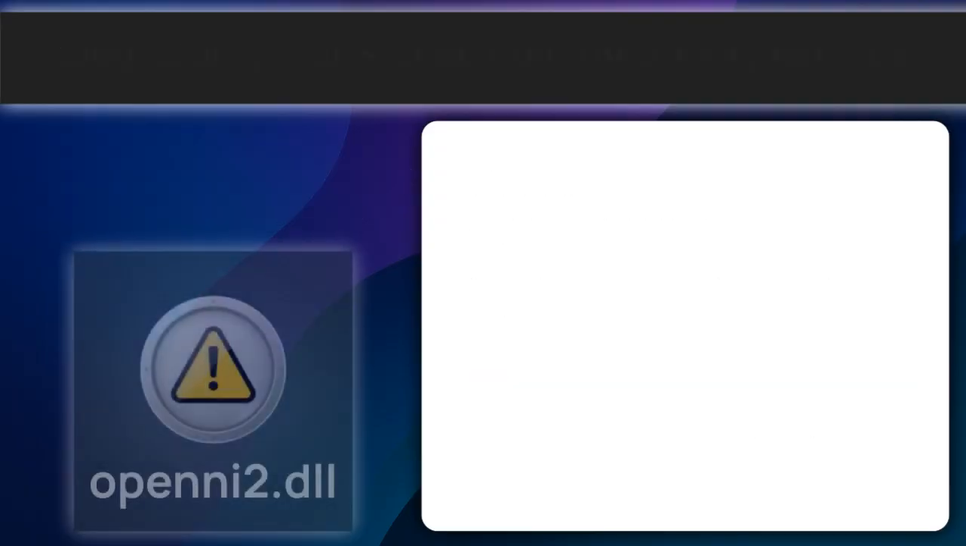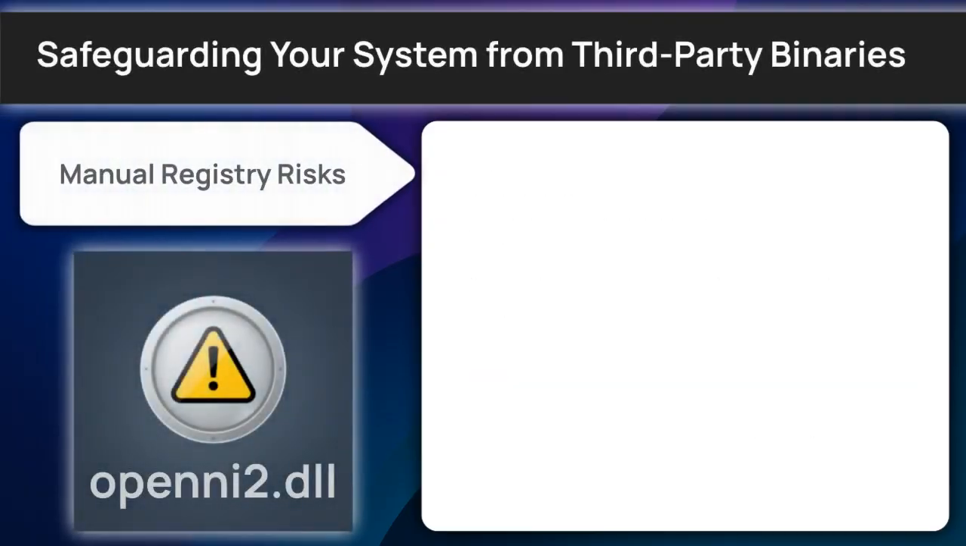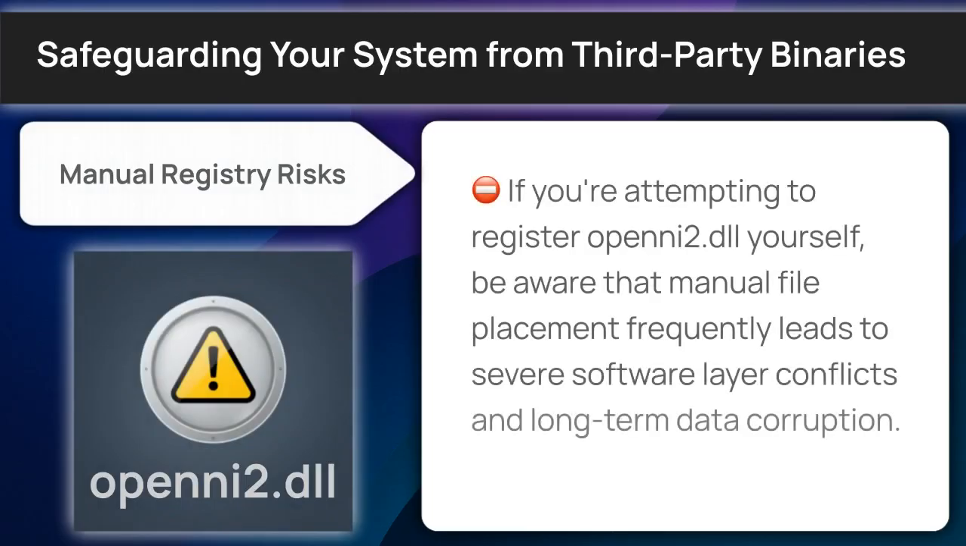To ensure long-term stability, we should review the safety risks associated with unverified file sources. Installing an unverified version of Open Natural Interaction 2 Library DLL is a common security pitfall that can inadvertently bypass your system's built-in execution safeguards and firewall.